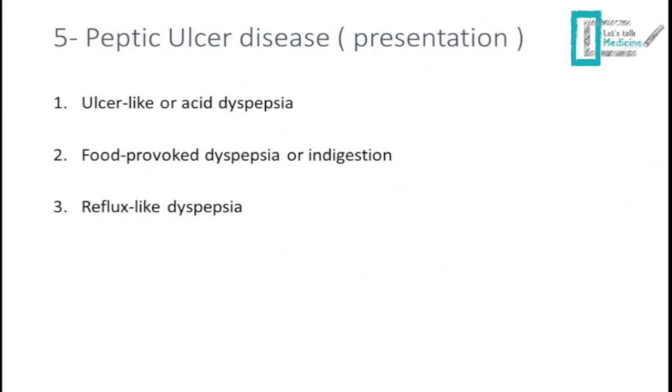Patients with peptic ulcers can present with any of these three dyspeptic symptom patterns. They can present with ulcer-like or acid-like dyspepsia, food-provoked dyspepsia or indigestion, or reflux-like dyspepsia. Ulcer-like or acid-like dyspepsia is a burning epigastric, hunger-like pain that can be relieved with food, antacids, and any anti-secretory agents. This is the ulcer-like or acid dyspepsia.